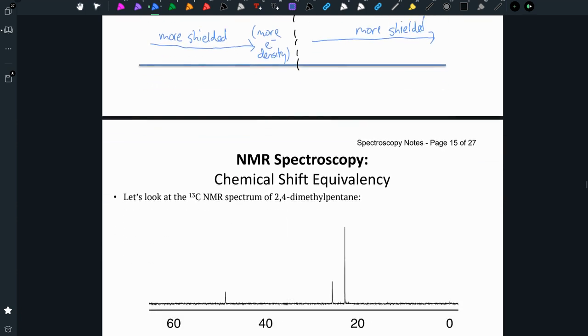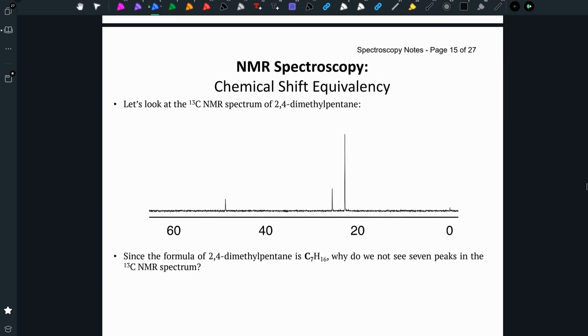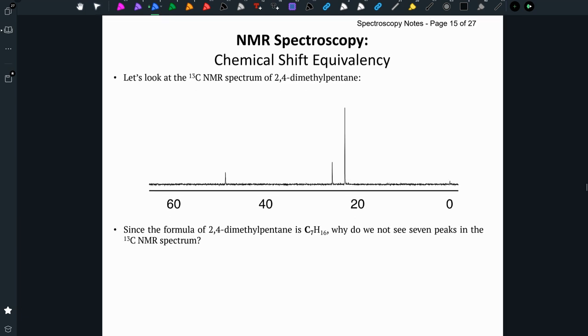So let's look at an example. So here is a spectrum for a carbon-13 NMR spectrum for 2,4-dimethylpentane. You'll notice I have 3 peaks. And in this case, for carbon NMR, our dividing line between sp2 and sp3 is going to be around 100. So like this is all sp3. But I have 3 peaks here.